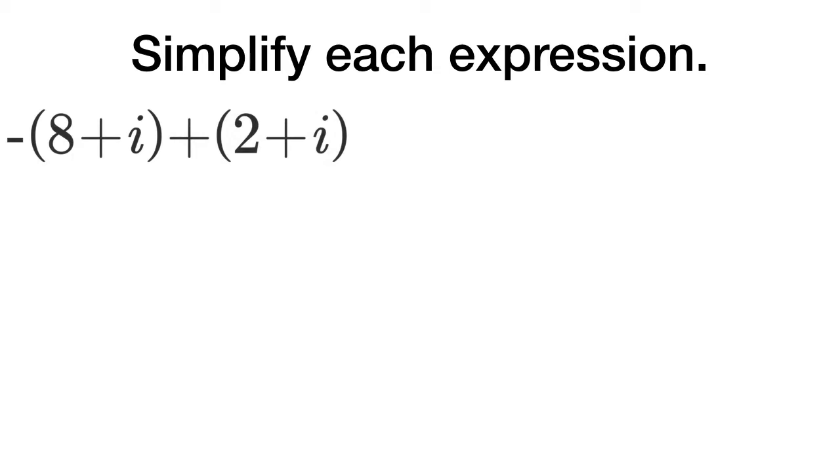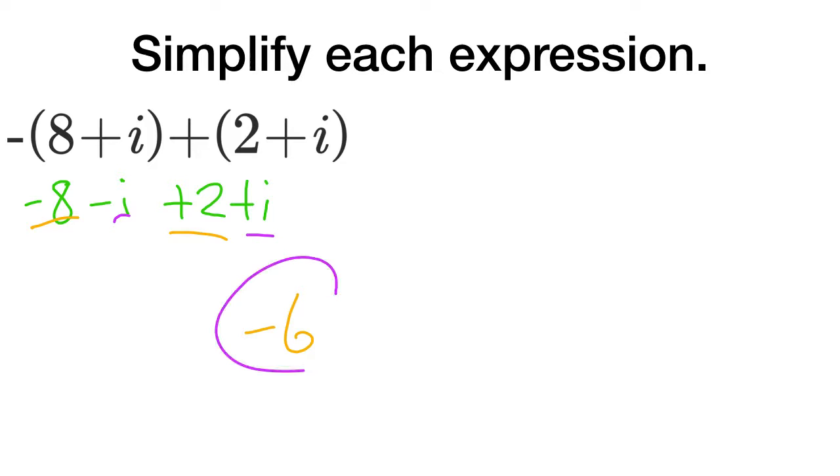All right, let's write this one. The first thing I do is I change this so it becomes negative 8 minus i plus 2 plus i. So negative 8 plus 2 is negative 6. And then negative i plus i cancels out, meaning our final answer is just negative 6.